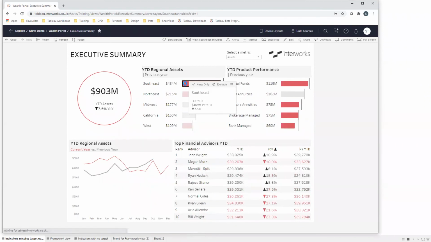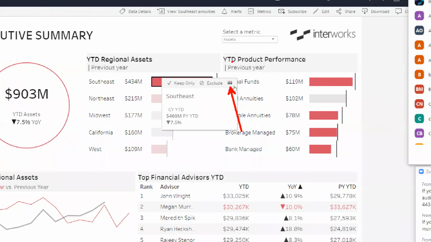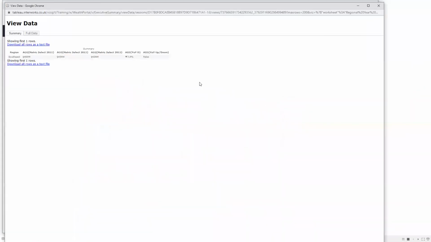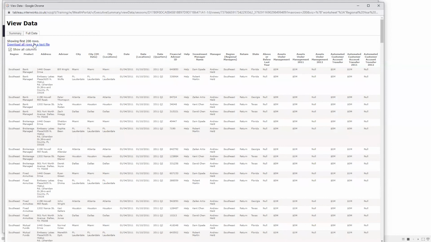You can do that for a single data point. You'll see this icon appears quite a lot within Tableau. If someone wanted the rows of data behind this southeast assets, they could click this button and the window opens. The Tableau Server administrator, or you as the person who publishes the dashboard, determines what people can do. You can allow them to see the full data, look at all the columns, and download the data behind that data point.